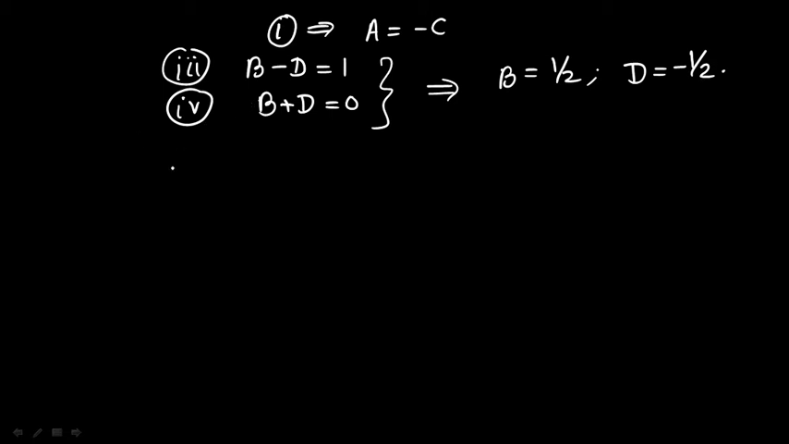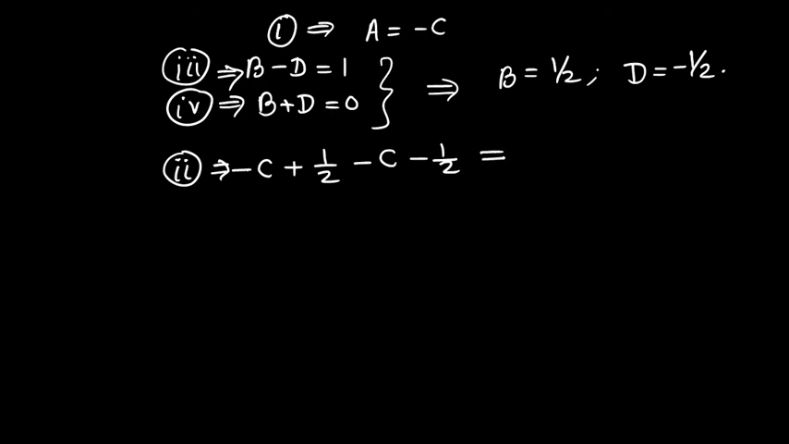That means if we substitute this in the second equation, then we get a equal to minus c plus b, which is 1 by 2, then minus of c, d plus d is 1 by 2 minus 1 by 2, its value equal to 0. When we simplify this, we get the value of c equal to 0 and therefore a equal to 0.